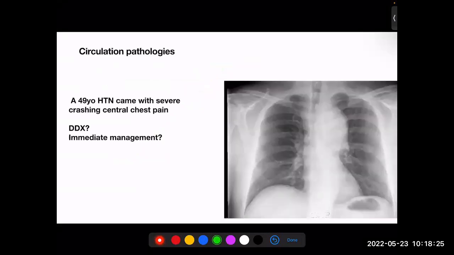Moving on, a 49-year-old with a history of severe crushing central chest pain. What's your differential diagnosis? Do we go through again? Hello? Yeah, let's do this.